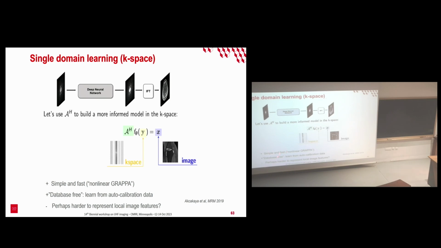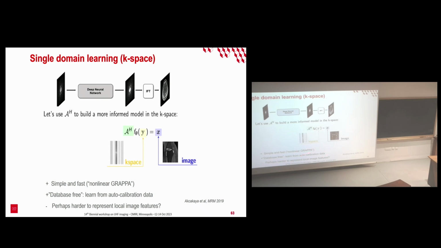This is somehow an extension of the GRAPPA technique that is very intensively used in the parallel imaging setting. Except that GRAPPA is linear, here you can extrapolate data in the K-space using nonlinear convolution kernels. With GRAPPA, you have linear convolution kernels.